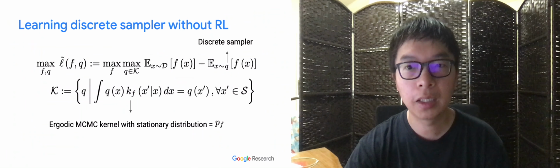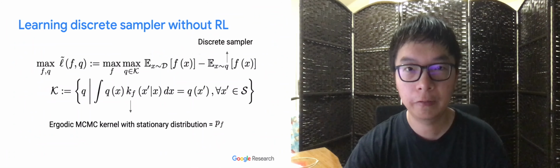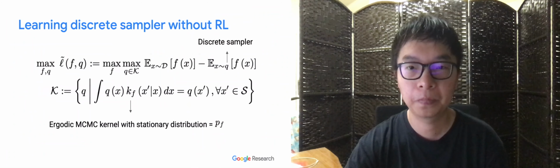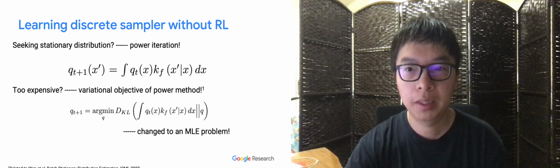To handle the first challenge, we reformulated the sampler learning objective into the following form. Here we use the fact that the sampler Q should be the stationary distribution of the MCMC kernel defined by the current energy function F. One natural way to obtain the stationary distribution is to use power iteration. However, as this power iteration is defined in the functional space, we seek to use a variational objective for it. At a high level, at each step, the sampler first generates several samples, then performs one step of the MCMC transition. Next, the newly obtained samples will be used as supervision to further improve the sampler.